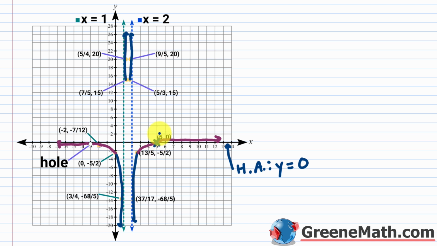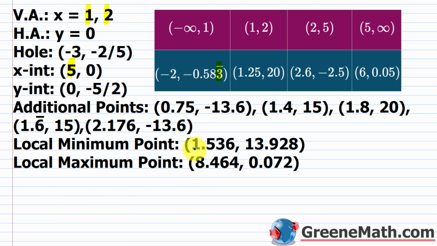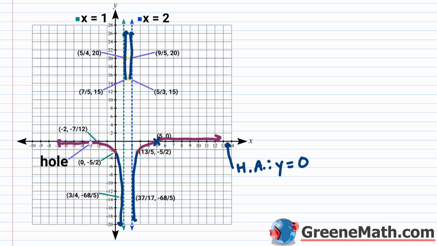So that's a very important feature of this graph, even if you don't have that local maximum point, something that you would do in curve sketching in Calculus 1. All right, then you have this local minimum point that you need here. Again, going back, it's going to be about 1.536 comma 13.928. And that's something I would just do from an estimation procedure. So let's just say you said it was about 1.5 or something like that. That would be close enough.